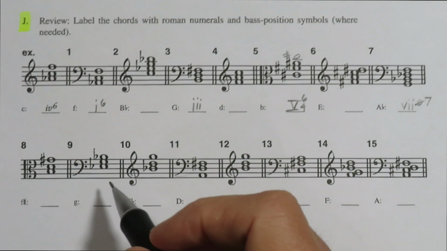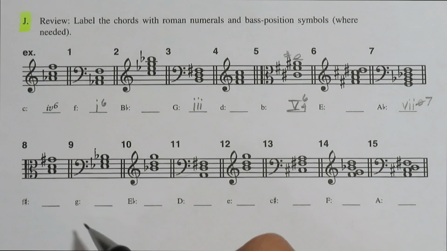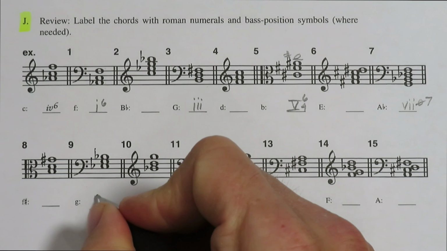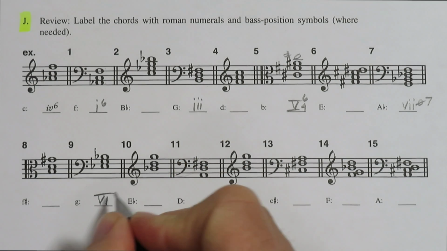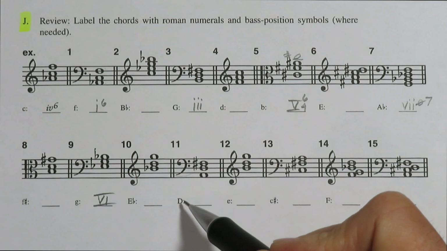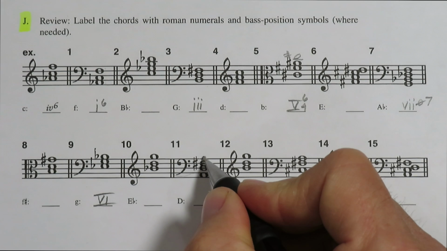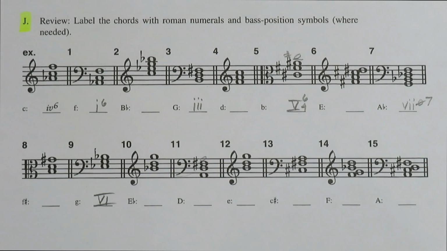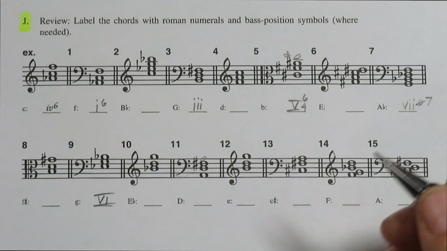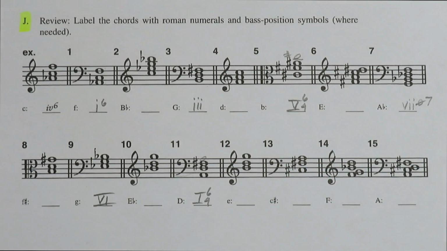Now number 9, we have E flat, G, B flat. That's E flat major. And in the key of G minor, that would be the 6th chord, the major 6. All right. And here we are, the key of D, D, F sharp, A. We have, see that? That's a 1 chord. In second inversion, you can see the 6, 4. So it'd be 1, 6, 4.